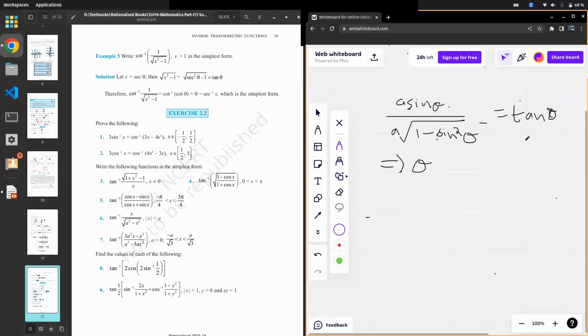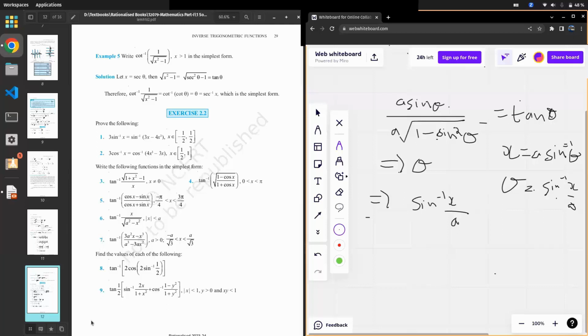And our assumption is that x is equal to a sine theta. That implies theta will be sine inverse of x by a. So the simplified form will be sine inverse of x by a. So this is the required answer for the sixth part. So we move to the next question.